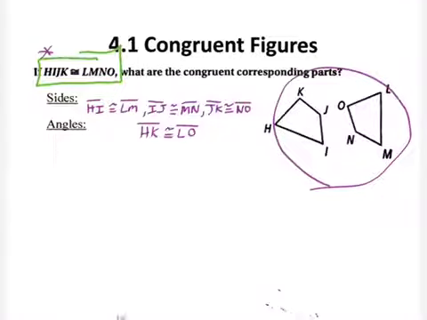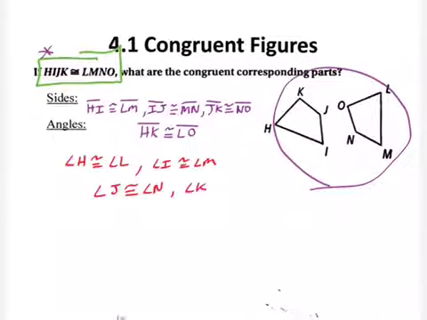I can also do the angles the same way by pairing up the letters based on their corresponding location in the congruent statement. So angle H is congruent to angle L, and angle I congruent to angle M. Angle J is congruent to angle N, and angle K congruent to angle O.